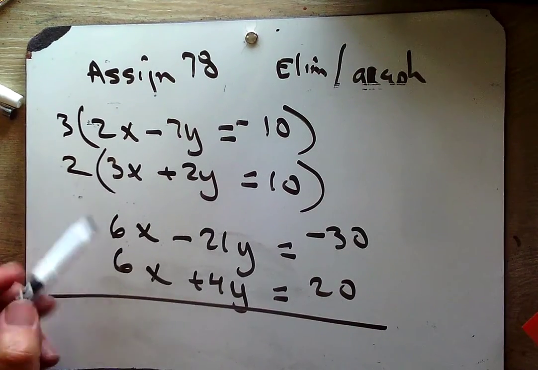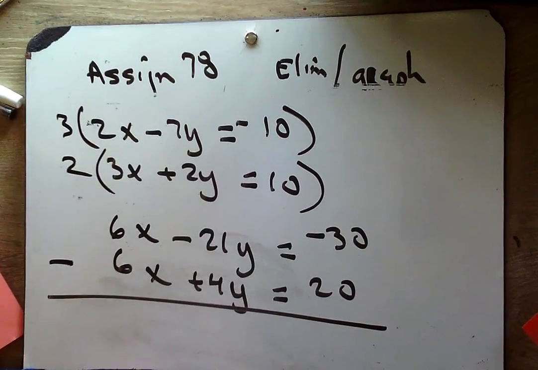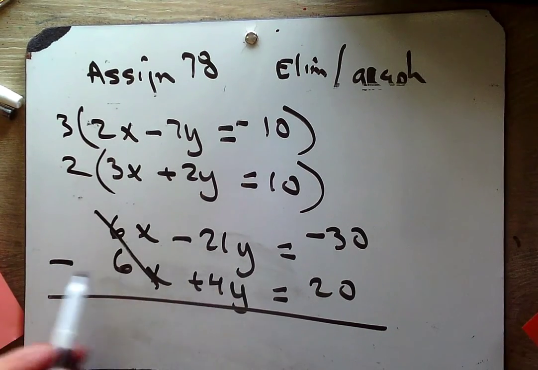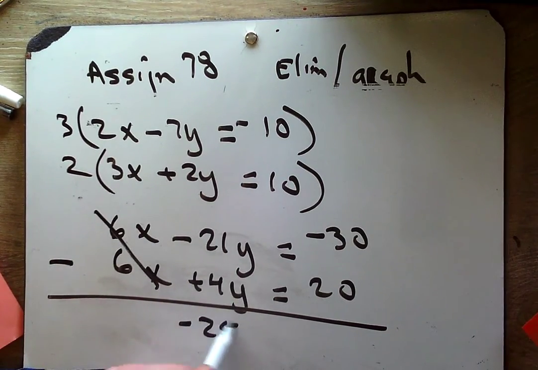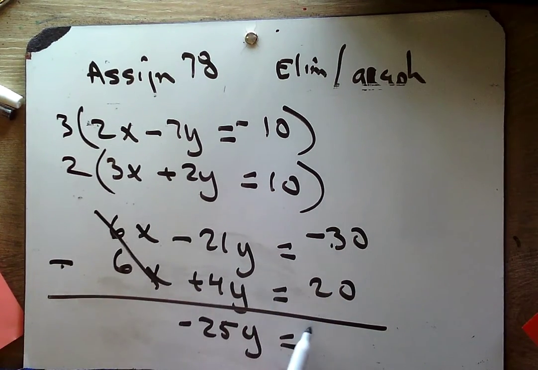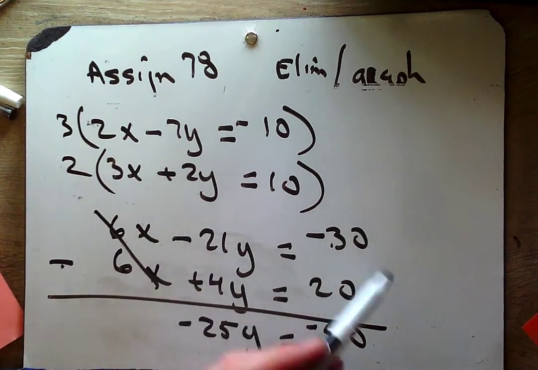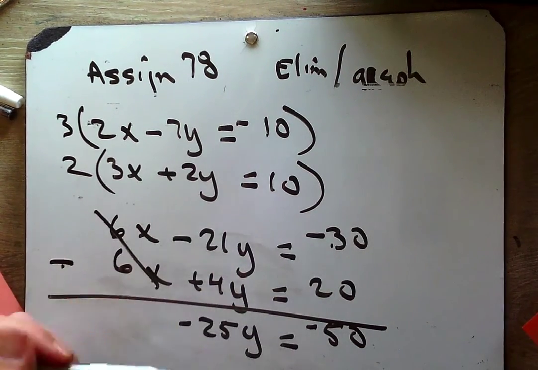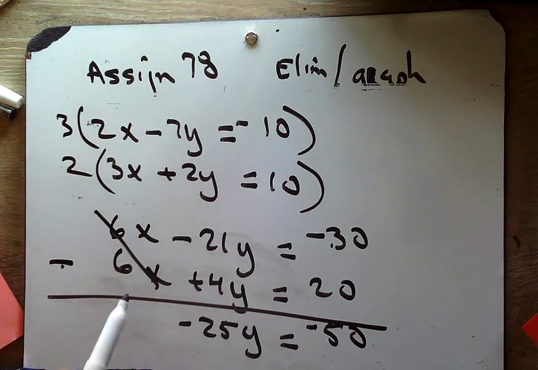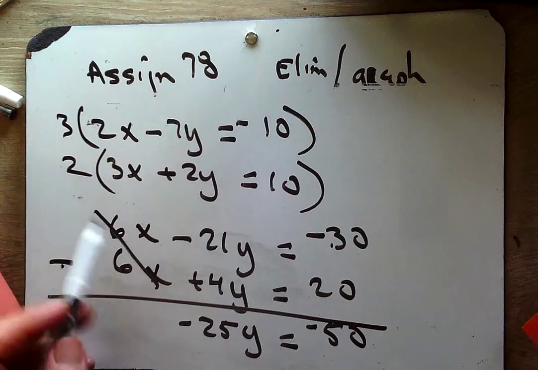And because these coefficients are the same, I want to subtract. 6x minus 6x, minus 21y minus 4y is minus 25y. And then minus 30 minus 20 is minus 50. Can I just say that that work of doing that subtraction, so many people make a sign mistake. So I'm going to go through and just make sure I did it correctly.